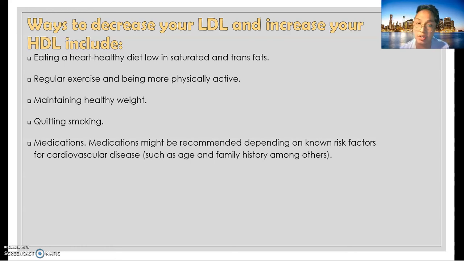So these medications are only given under the prescription of a doctor. So hindi ko nasasabi kung ano-ano yung mga medications na yun to lower your LDL and to increase that HDL, because I'm not a doctor. Alright? So just eat heart-healthy foods, low in fat, okay? Regular exercise, okay? And quit smoking.